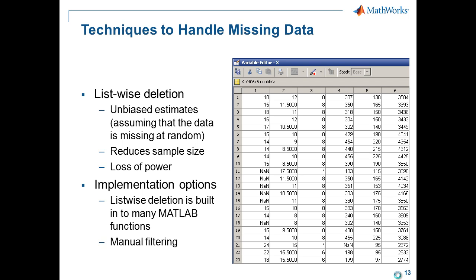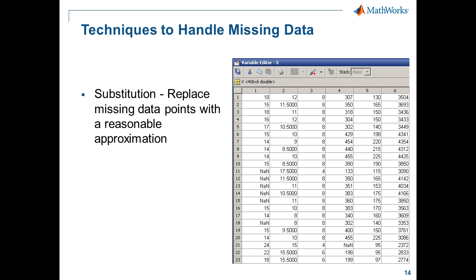So what are some techniques to handle missing data? One of the simplest things you can do is, if you have an element in your data set that's missing some data, you can just delete it. The advantage of that is that your estimates will still be unbiased, assuming that your data is missing at random. The downside is it reduces your sample size, which could cause some issues if you have a relatively low sample size to begin with. It's also relatively easy to implement because MATLAB functions will automatically handle listwise deletion in many cases, and you can also easily do manual filtering using the logical indexing process like I showed earlier.